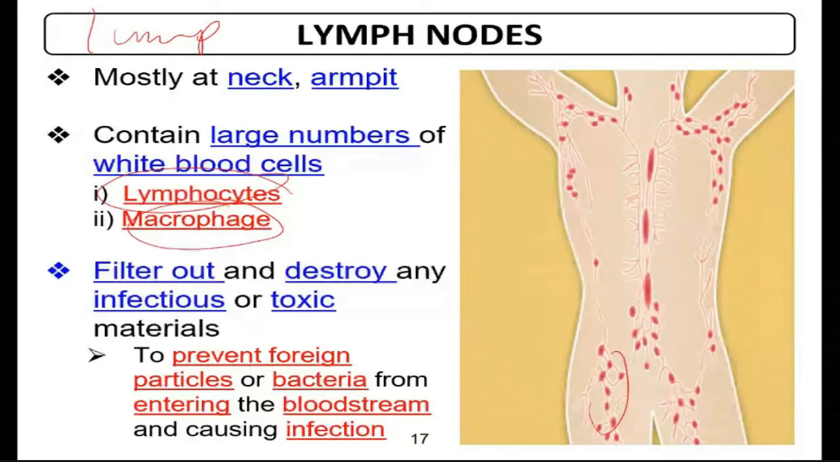Lymph nodes also important to filter out and then destroy any infectious or toxic materials. Infectious materials such as pathogen lah. So this is to prevent foreign particles of bacteria from entering the bloodstream and causing infection. Jadi kita tak nak darah kita tercemar. So kita asingkan dulu dalam lymphatic system in lymphatic fluid. Then kita filter dia melalui nodes. Jadi sebab tu nodes ni kalau kita ada jangkitan, nodes ni akan sometimes akan bengkak lah. Itu petanda-petanda kita ada jangkitan dalam badan.